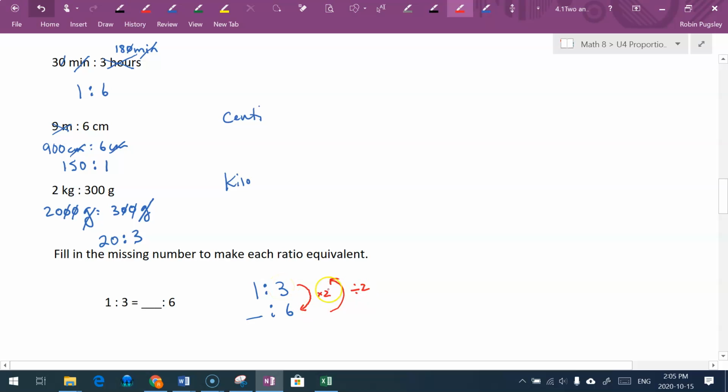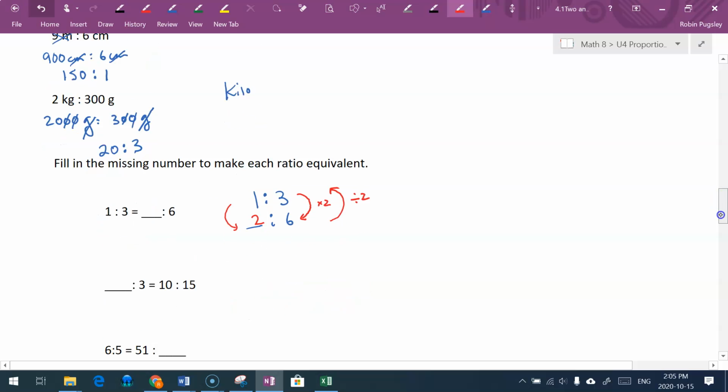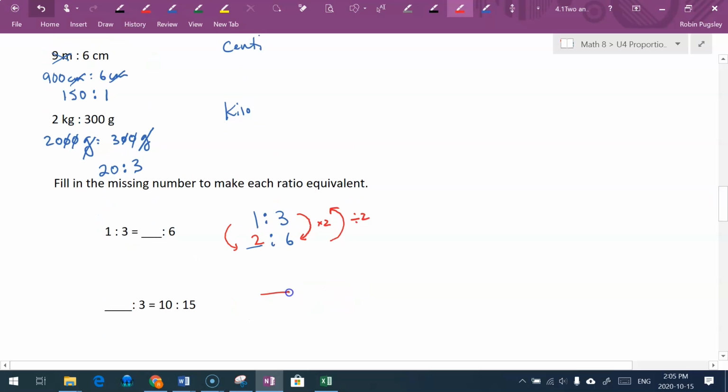If you ever do not know what that number is, the 2, because it's not easy to see, you can always figure out that number by taking the larger number divided by the smaller number. Since I know the 1, I am moving in this direction, so I am multiplying by 2. So I know that is 2 to 6. Let's try another one. What to 3 is equal to 10 to 15? Oh, I am multiplying by 5 this way, or I'm dividing by 5 this way.